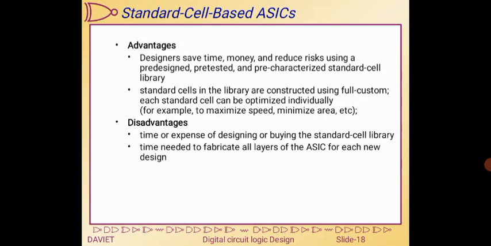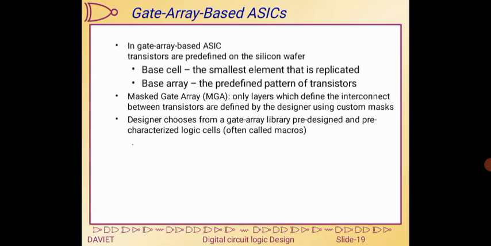Next one, gate array based ASIC. In the gate array based ASIC, the transistors are predefined on the silicon wafer. There are two classifications: base cell and base array. The smallest element that is replicated is called the base cell. The predefined pattern of the transistors is called the base array.